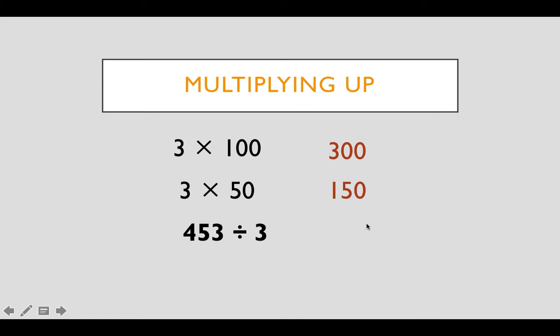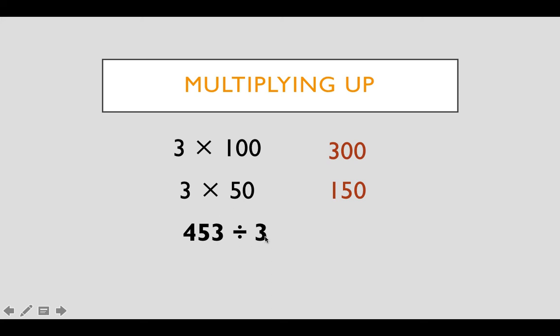I can start to see, so I know I've got 3's here as a factor and 3 is my divisor, so I know this is kind of where that 3 is coming from. 300 and 150 is 450, and I'm looking for 453. Oh, so one of the things I know is 3 times 150 is 450. So if this were 450 divided by 3, I know the answer is 150. But there's one more 3.